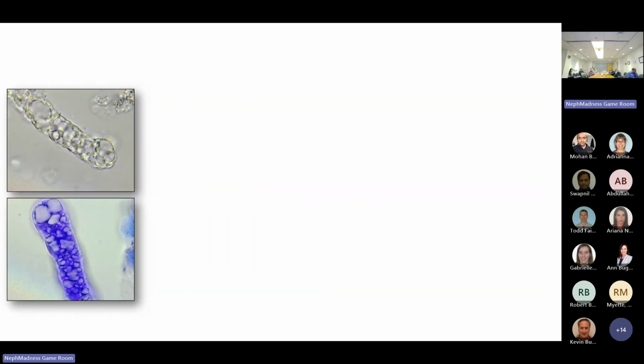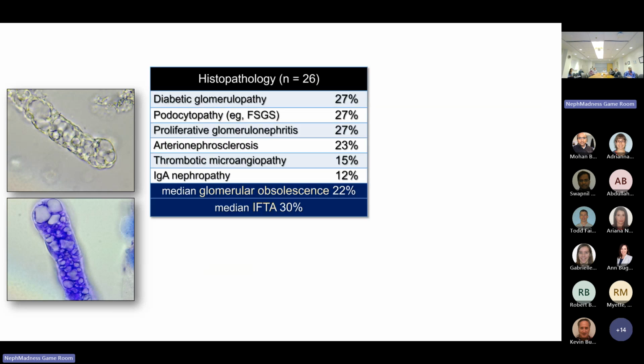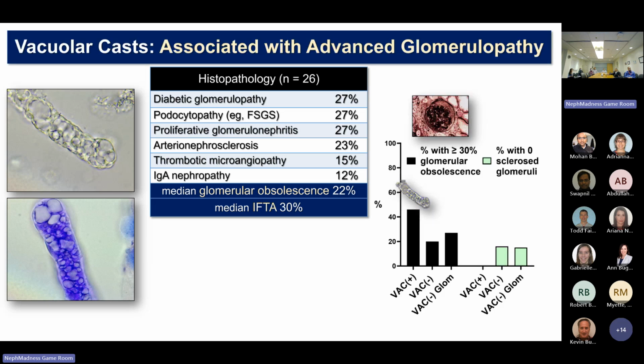All right, and then the next interesting observation was the specific histopathology, and you can see in this table that this is not specific for any type of glomerular disease. You saw it in patients that had diabetic glomerulopathy, various podocytopathies, even thrombotic microangiopathy, and some degree of interstitial fibrosis and glomerular sclerosis, as you can see in those numbers.